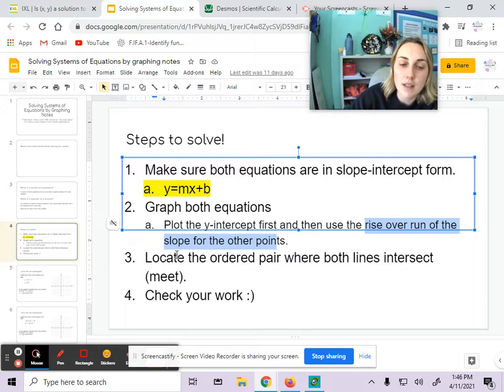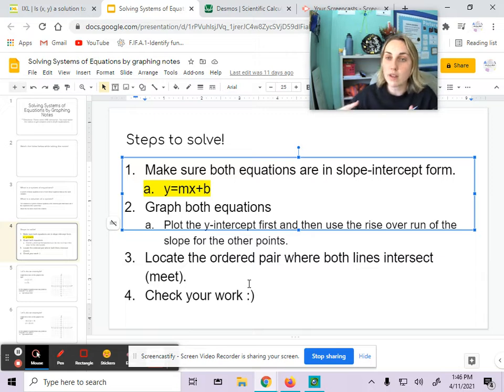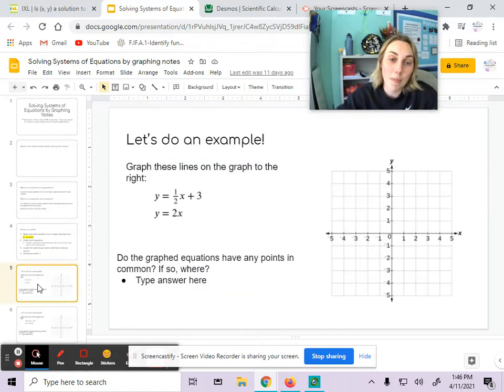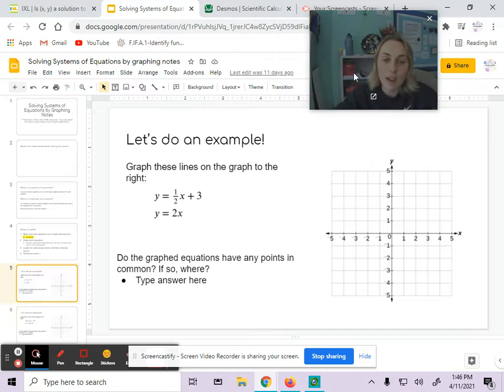Once you graph both equations, the solution is where the lines intersect. It's where they meet. So let's say this is your first line, this is your second line. The ordered pair where they meet is going to be the solution. And that's how we're going to find it. So let's go over it. We're going to do an example.